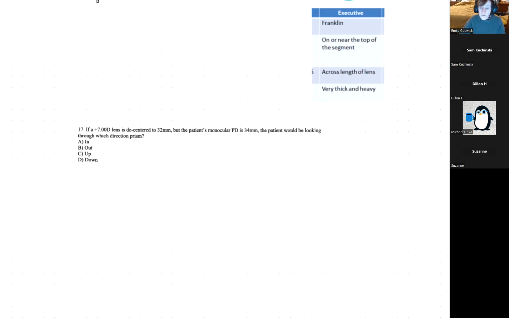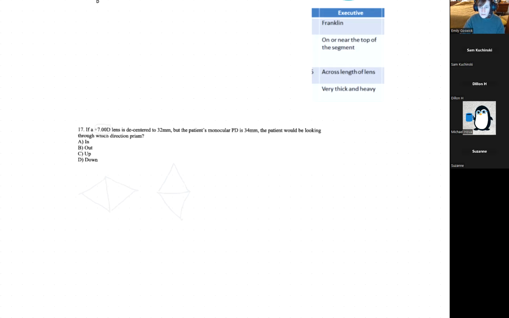Okay, so the first thing that you want to remember with these is to think about what the shape of the lens is going to be. Okay, so if you know that it is a +7, you're going to just remember that a plus shaped lens is either going to look like that or like this. Okay, so depending on which type of centration we're talking about, vertical centration, you're going to be thinking about this one.